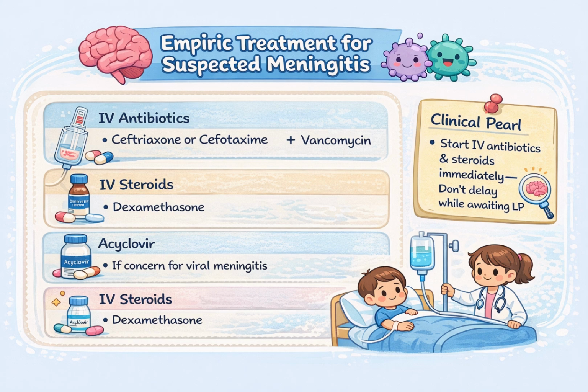Now come the IV steroids. We give IV steroids always before the IV antibiotics, and the reason is that rapid bacterial killing releases inflammatory mediators that can worsen brain inflammation. So please remember this rule always. Then comes acyclovir. If there is concern for viral meningitis and especially HSV, then we add acyclovir.